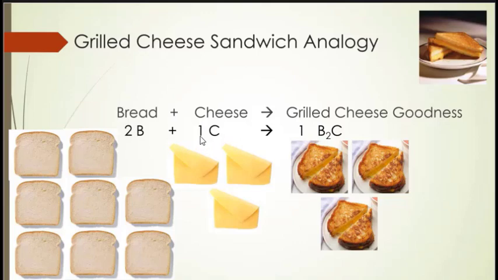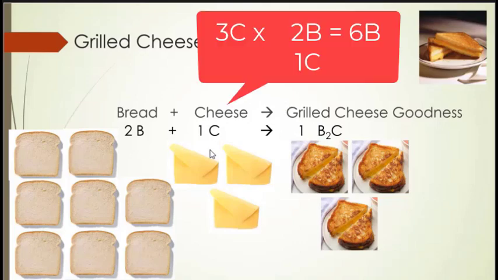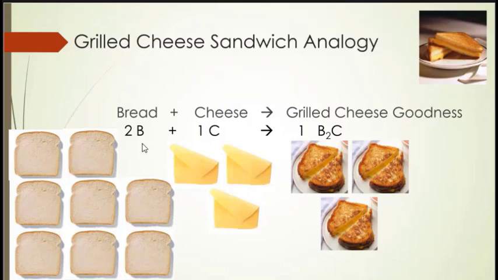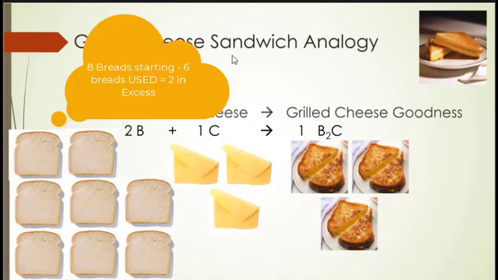Well, 3 pieces of cheese, so that would be 3 cheese times 2 breads over 1 cheese. I need to look at this ratio from reactant to reactant. Well, 3 times 2 is 6. So I would go, okay, 1, 2, 3, 4, 5, 6. It requires 6. I started with 8, so then we subtract. What am I starting with? 8 minus what do I actually consume? 6. So I would have 2 pieces left over.